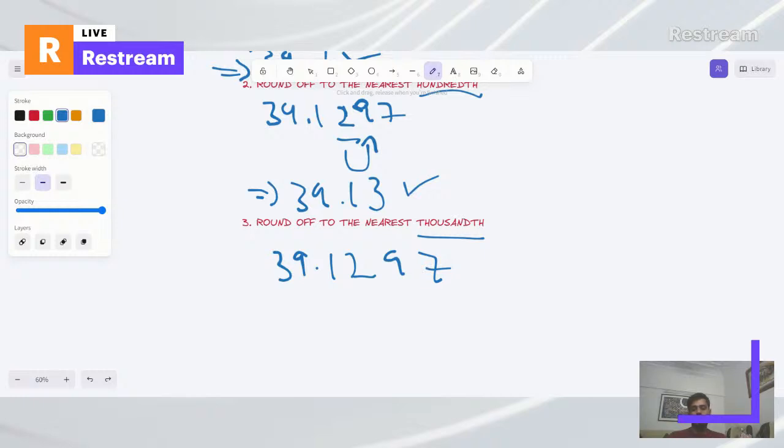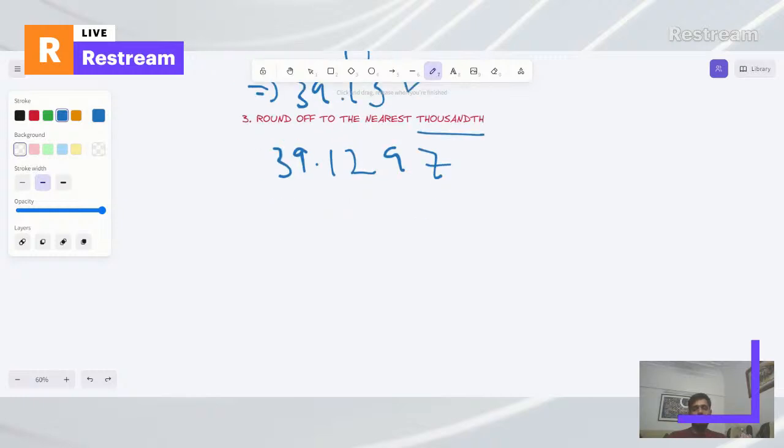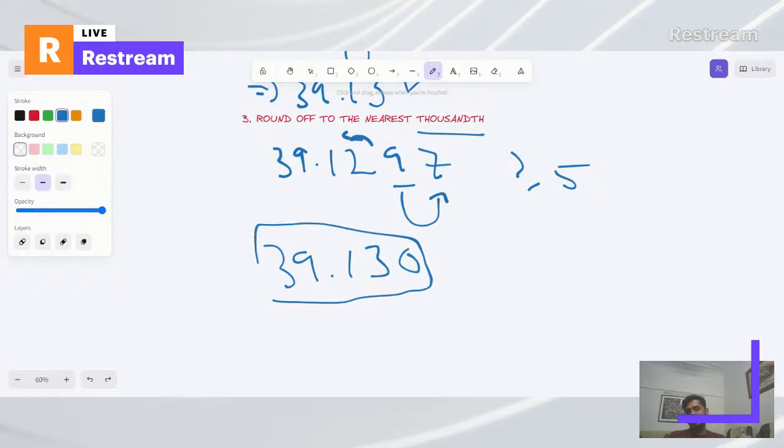All right, so let's try this question now. What are we going to do? We're going to point out the thousandth place. That's 9, right? We look one back, so it's 7. As it is greater than or equal to 5, we're going to add 1 to 9. Adding 1 to 9 becomes 10, but this place can only hold 0, and the 1 is going to carry forward, so it's going to be 30. The final answer would be 39.130.